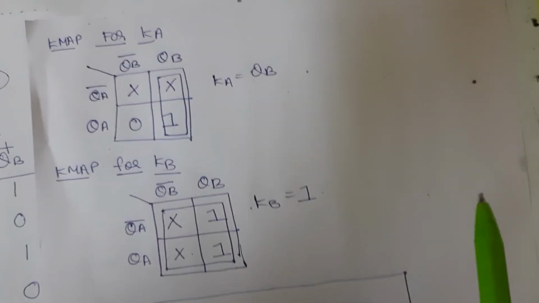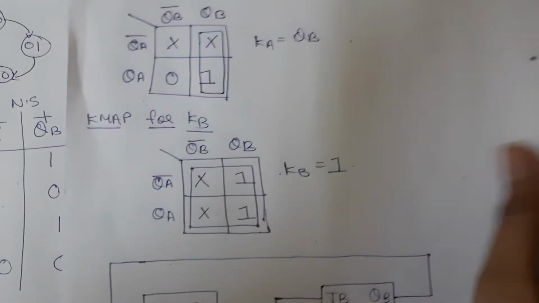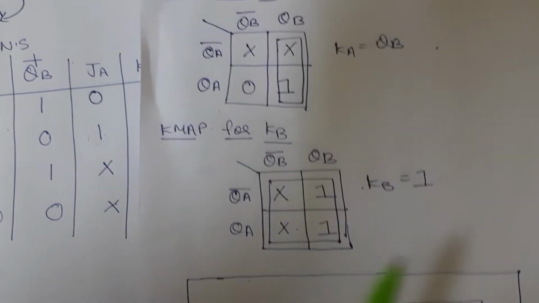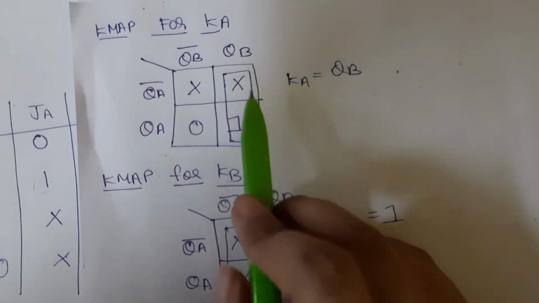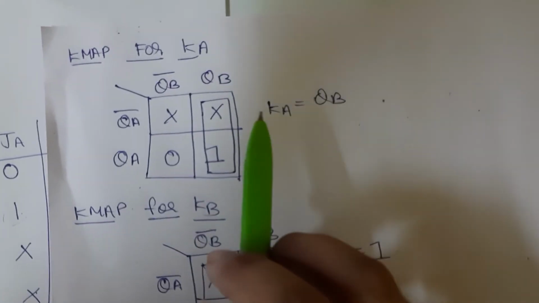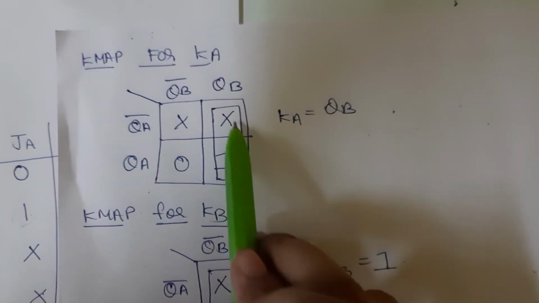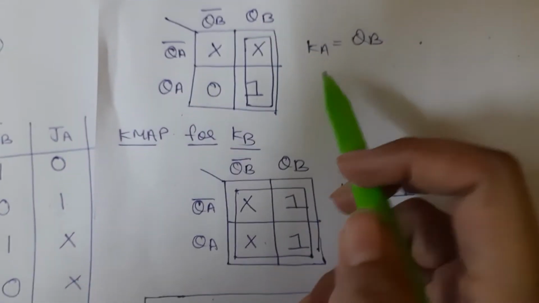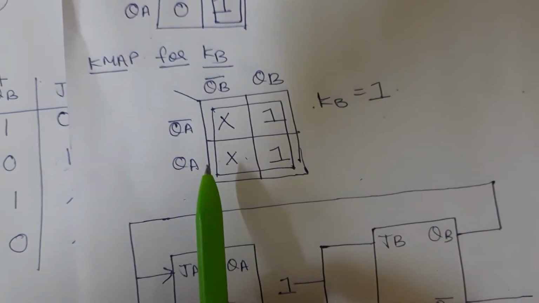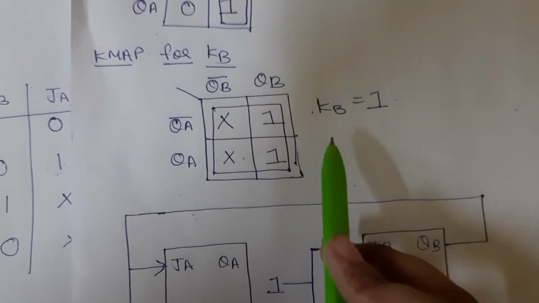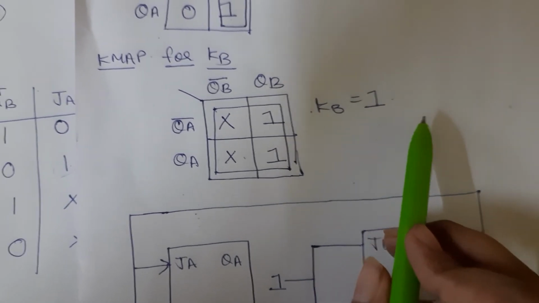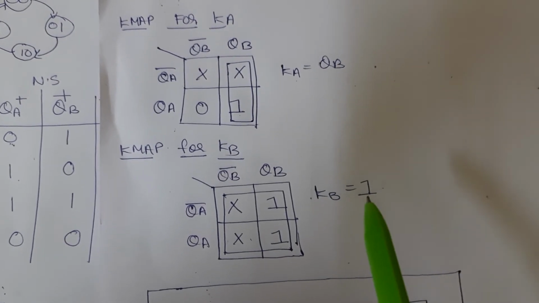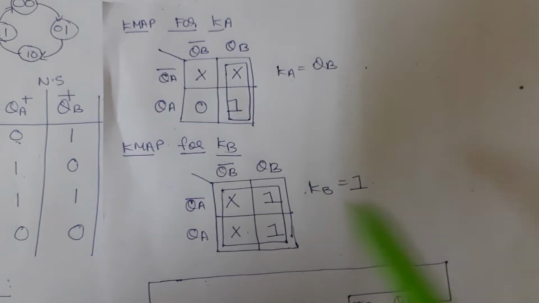Next, we will draw the K map for KA. According to the table, KA is 1 only at 1, 1, and there are 2 don't cares at 1, 0. So here again I will assume the don't care to be 1 and I will group it. So KA will also be QB. Same way I will draw the K map for KB. And after simplifying, we see that KB is equal to 1. Now we know the simplified values of JA, KA, JB, KB in terms of QA, QB and 1s.